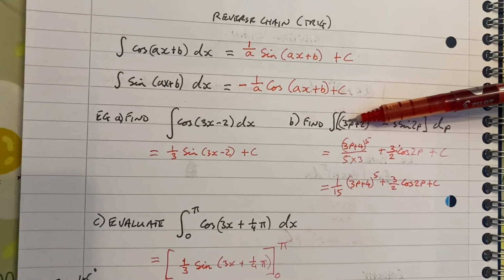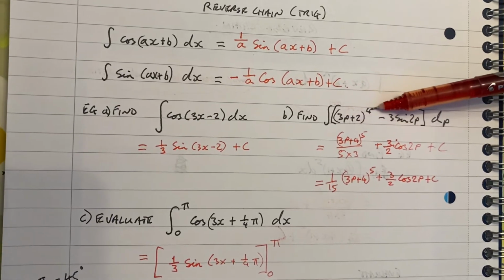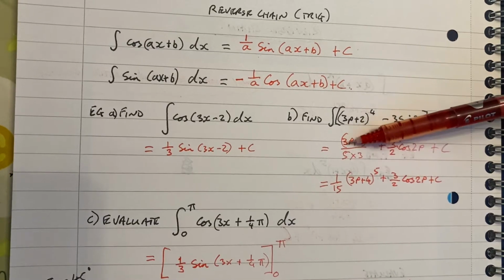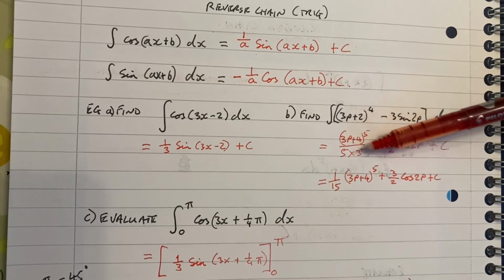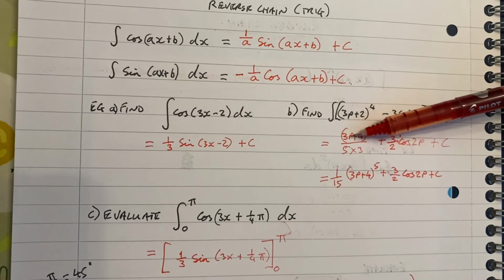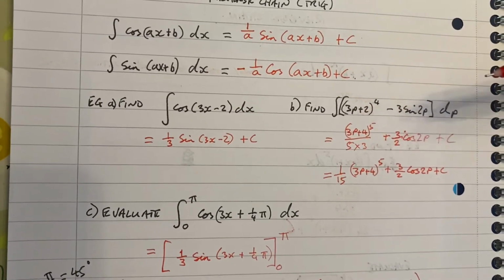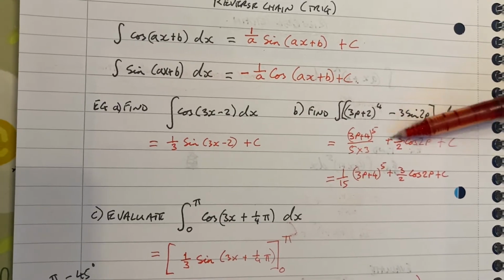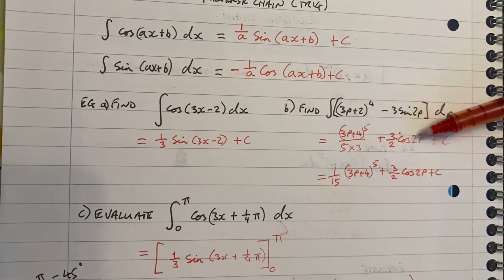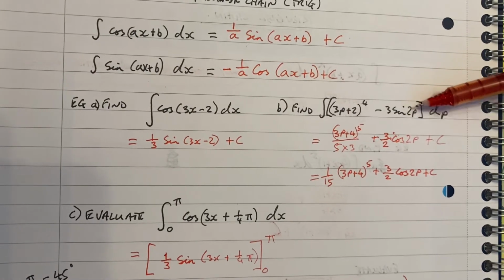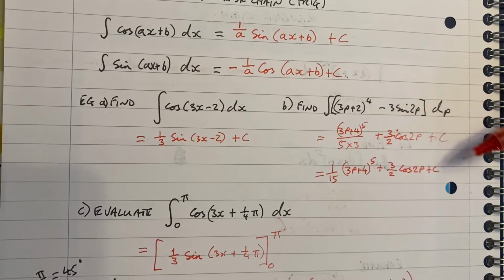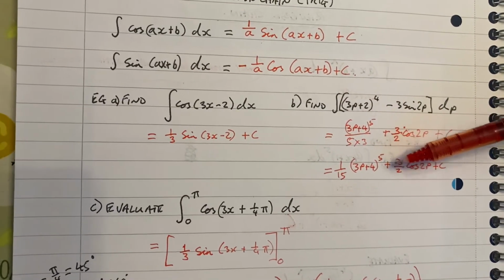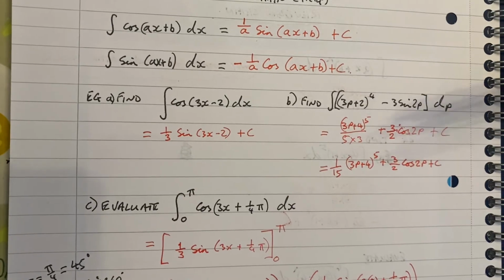So the first one, (3p + 2) to the power of 4. We increase the power by 1. We divide by the new power and the number in front of, in this case, p. So here, 3 times 5 is 15. (3p + 4) to the power of 5. Over here, sine goes to negative cos. So we've got a negative negative, so it's positive. So 3 cos 2p, don't forget to divide by the number in front of the p, which is 2. Don't forget your plus c. So it's 1/15 (3p + 4) to the power of 5, plus 3 over 2 cos 2p plus c.